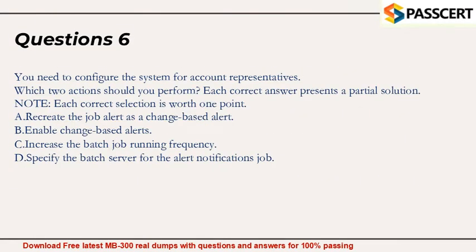Question 6. You need to configure the system for account representatives. Which two actions should you perform? Each correct answer presents a partial solution. Note: each correct selection is worth 1 point. A. Recreate the job alert as a change-based alert. B. Enable change-based alerts. C. Increase the batch job running frequency. D. Specify the batch server for the alert notifications job. Answer: A, C.